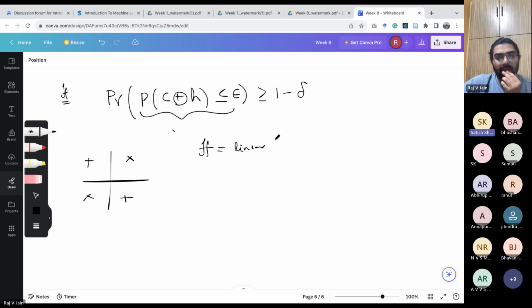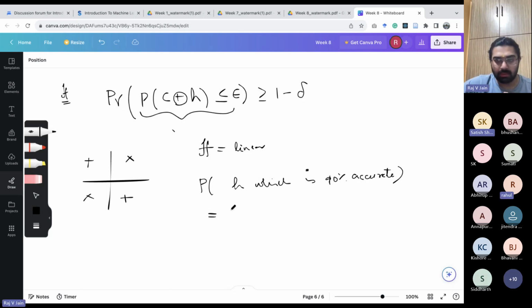I'm not very clear of the question. What is the question here? What is the probability that I will find an H which is 90% accurate for solving such a problem among the linear lines? So what is the probability that this will be true? Can you tell me? 0. Yeah. Right, because no linear line can solve this.